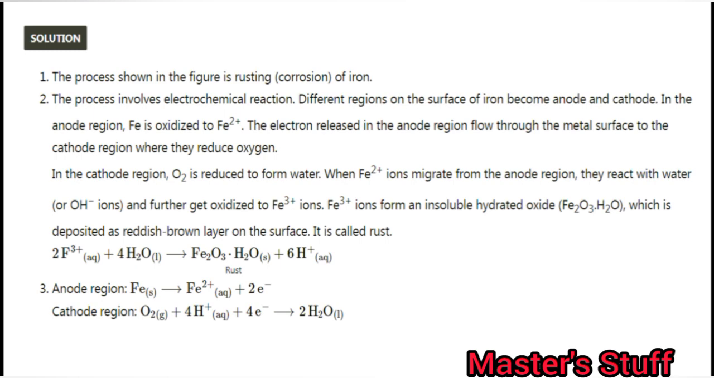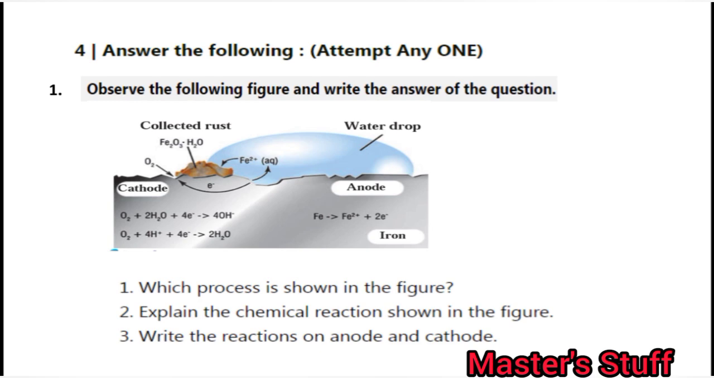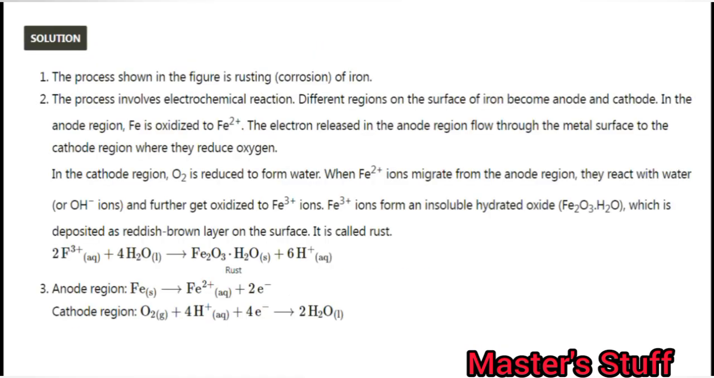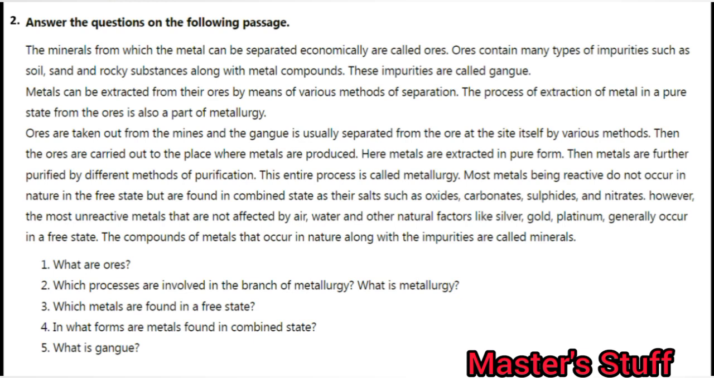And last, third question is, write the reactions on anode and cathode. Here anode and cathode reactions are given. Anode reaction is Fe gives Fe2+ plus 2e-, and in the cathode region the reaction is O2 plus 4H+ plus 4e- gives 2H2O.